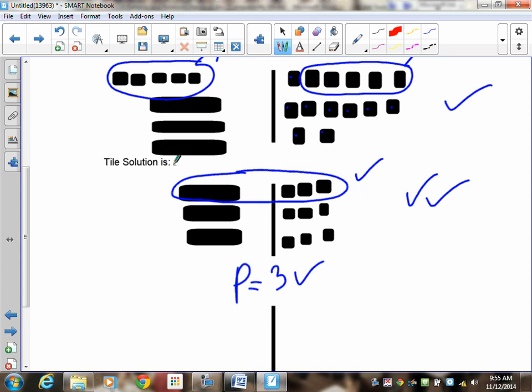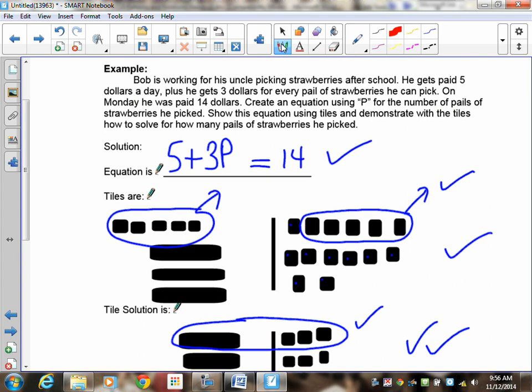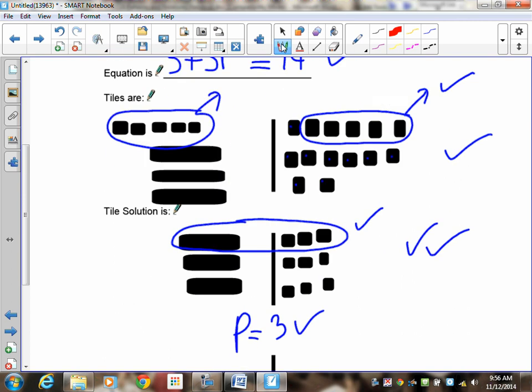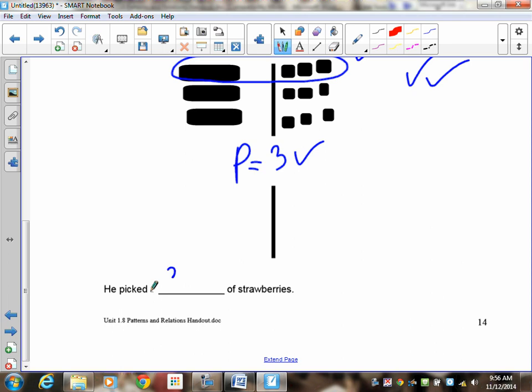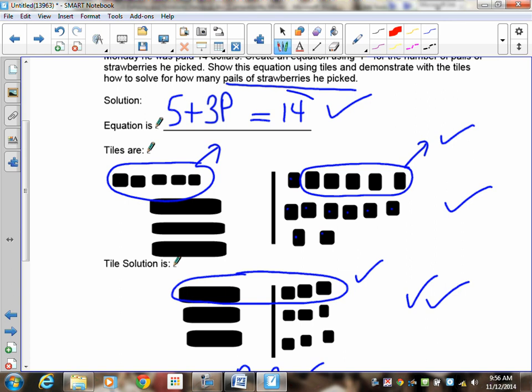3. Now that means the question in our actual word problem up here was: solve for how many pails of strawberries he picked. So we know he picked 3 pails of strawberries. The most important part of this whole thing is actually right here. If you do not create the equation correctly, you're going to get the question wrong, because if you don't get the equation, no matter what you solve, it will be incorrect.